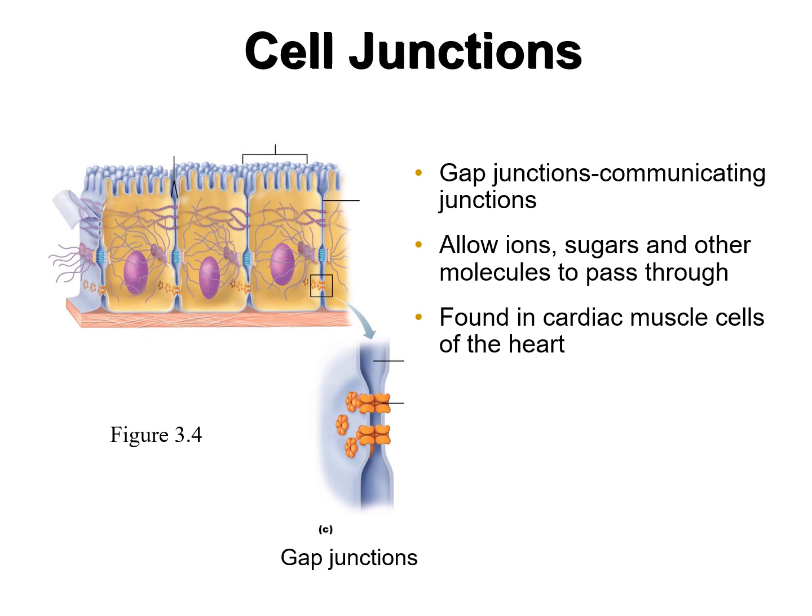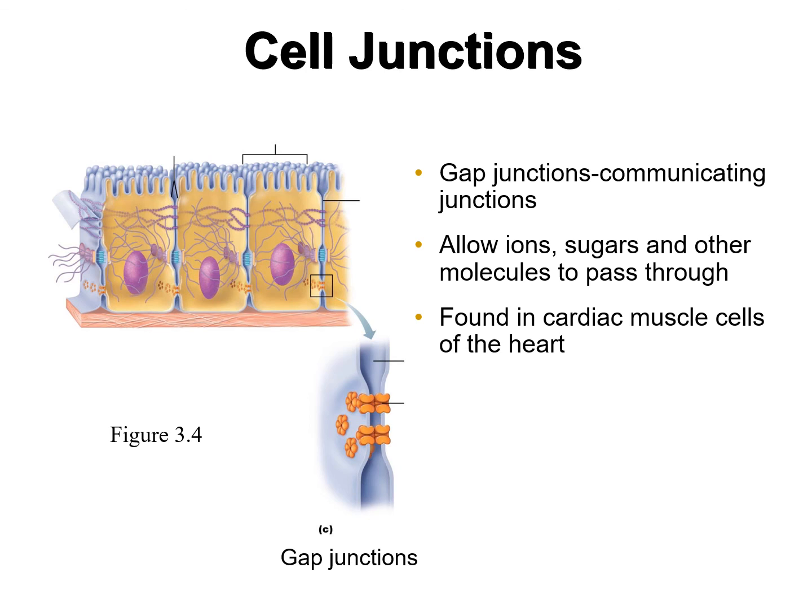Gap junctions are best described as communicating junctions. They consist of transmembrane proteins on adjacent cell plasma membranes, and they allow substances to pass between the cells. Those substances can be ions, sugars, and other molecules. And though it may sound strange, this is how one cell can communicate with another cell or send a message to its adjacent cell.